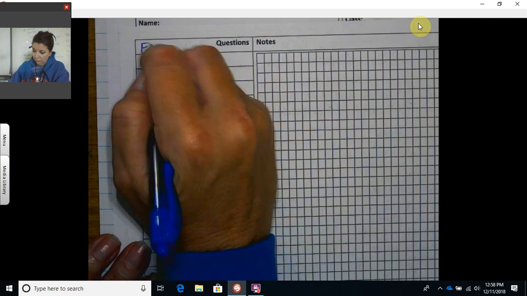Backside, example 2. We're going to solve by graphing again.